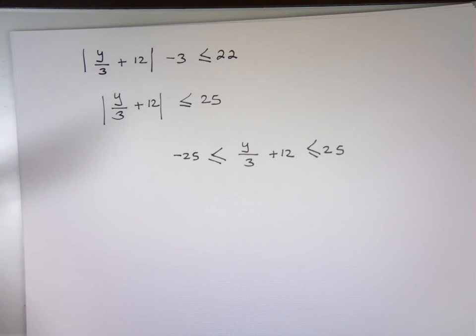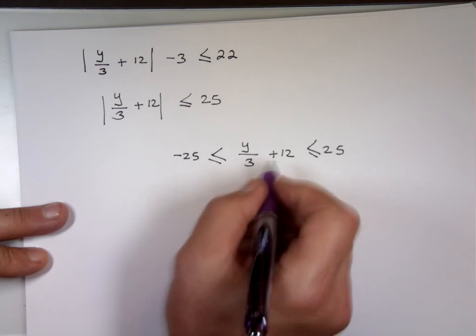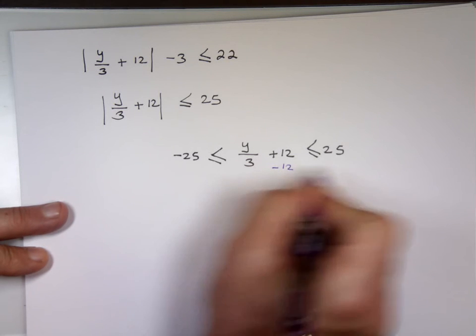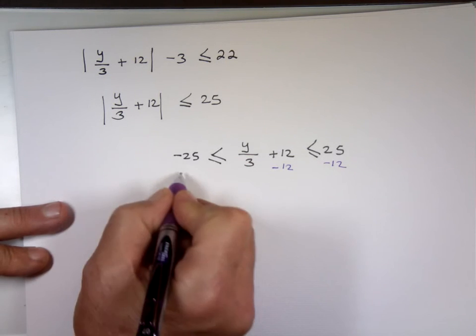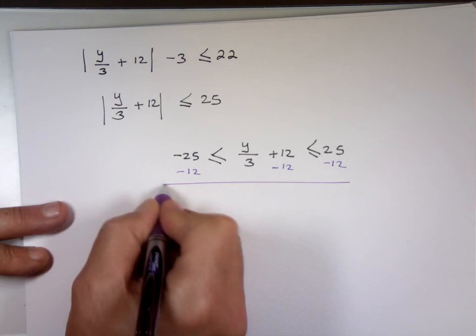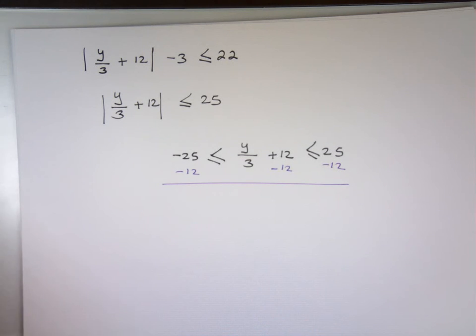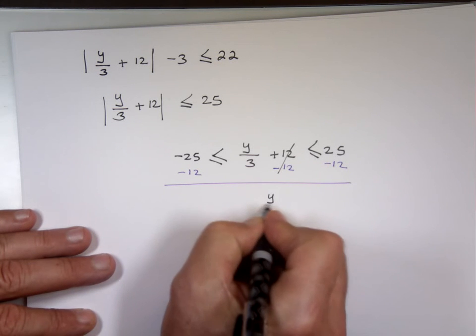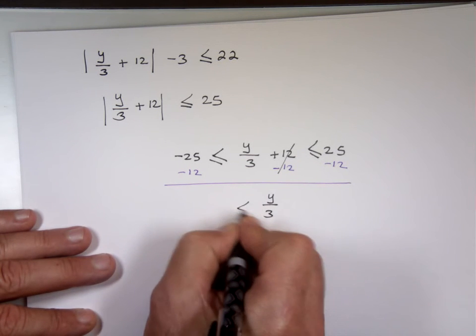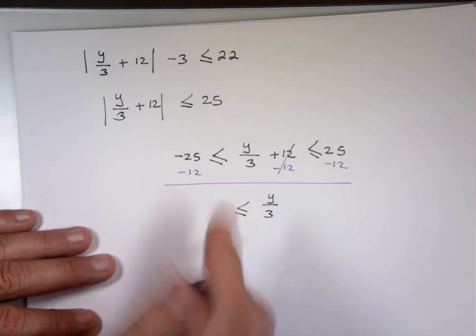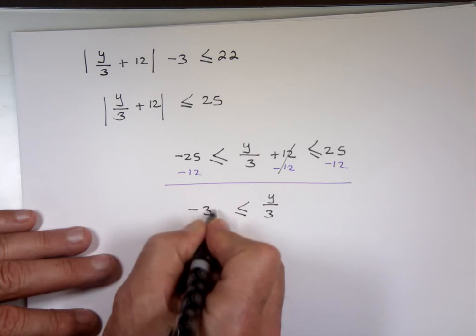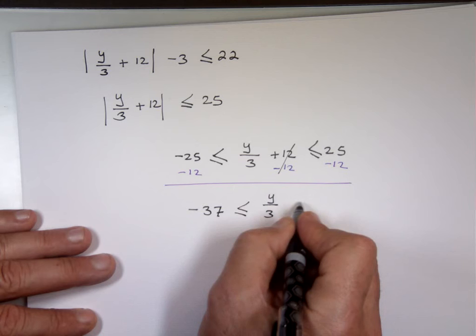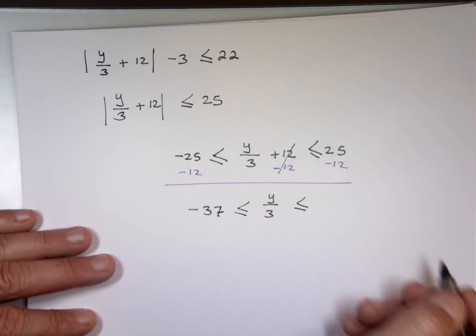I'm going to solve them as one problem. Get rid of the plus 12. How? Subtract 12 from all three sides. When you only have numbers, that's not bad. Y over 3. Let's add them. That's negative what? 37. And this will be what? 13.